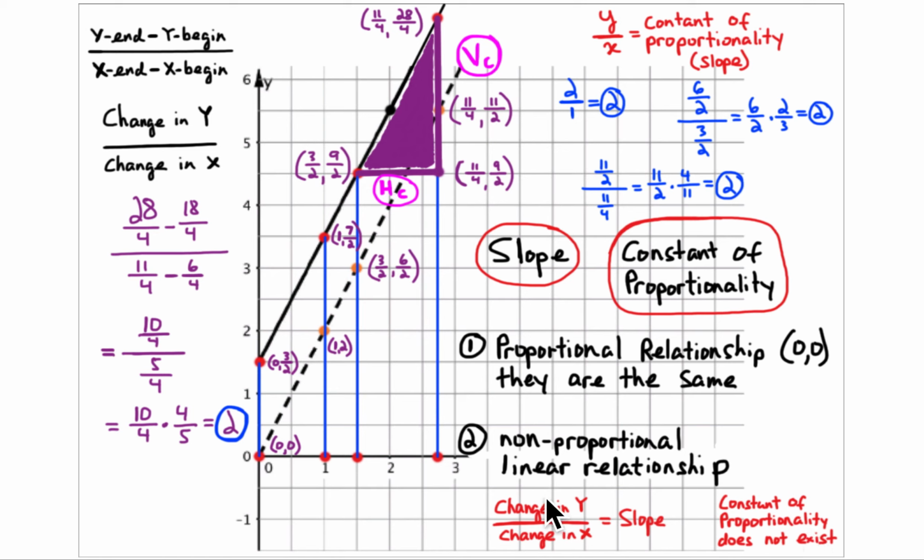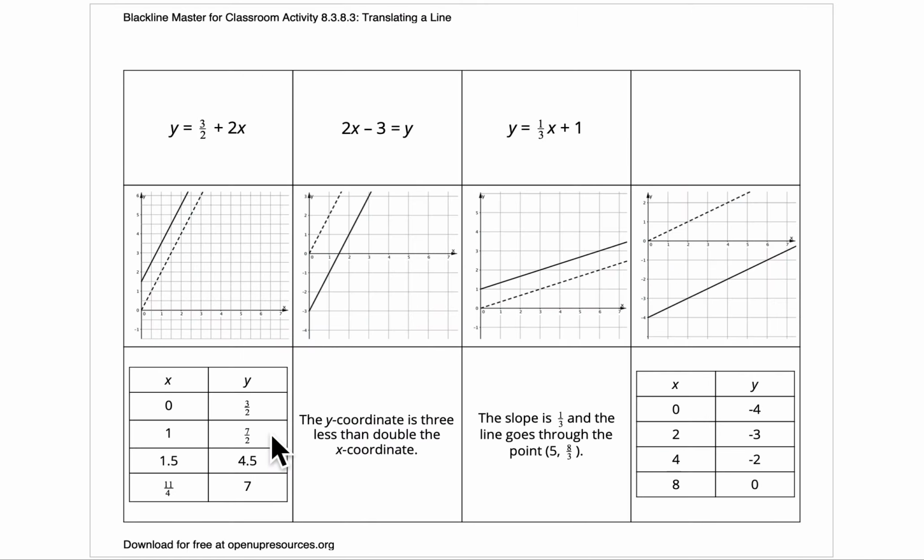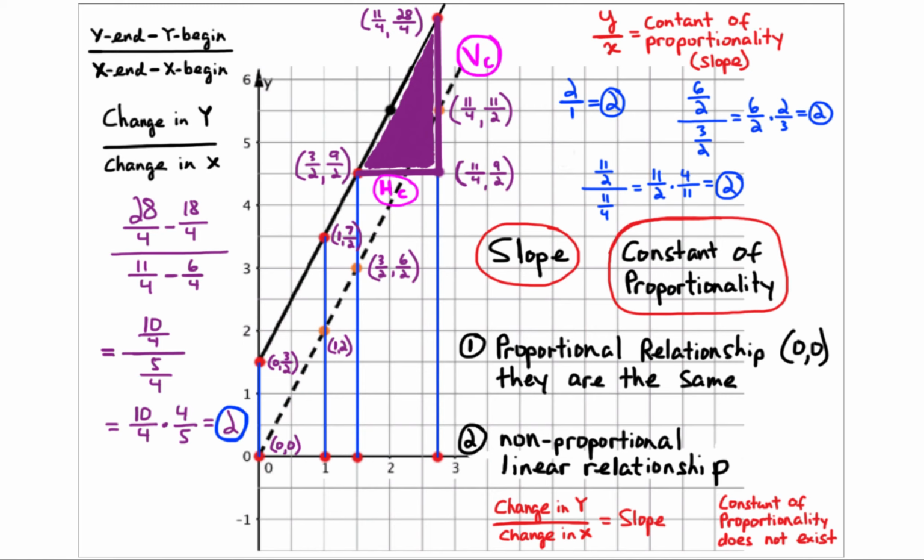So the whole point of this is to make sure that you're working with the change in y and the change in x. So don't get fooled into saying, oh, gee, I can just take the y-coordinate and divide it by the x-coordinate. You cannot do that if this is not a proportional relationship. It has to go through 0, 0 to be able to do that. A lot of stuff going on.